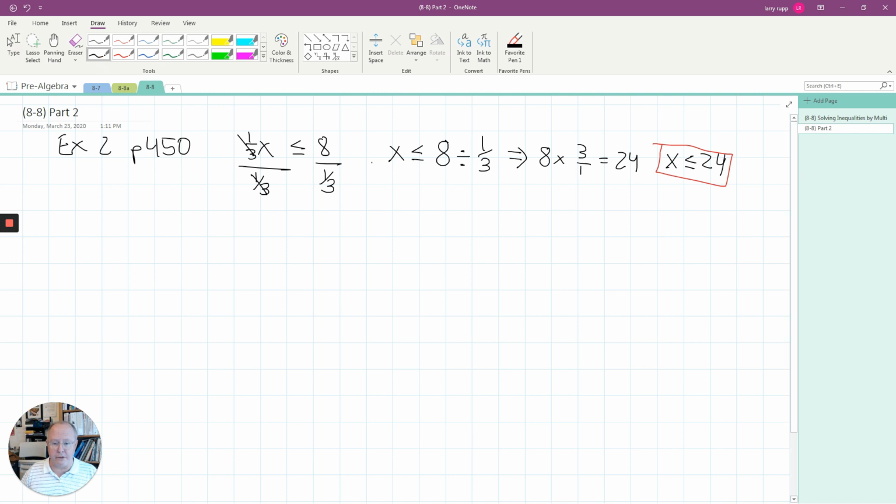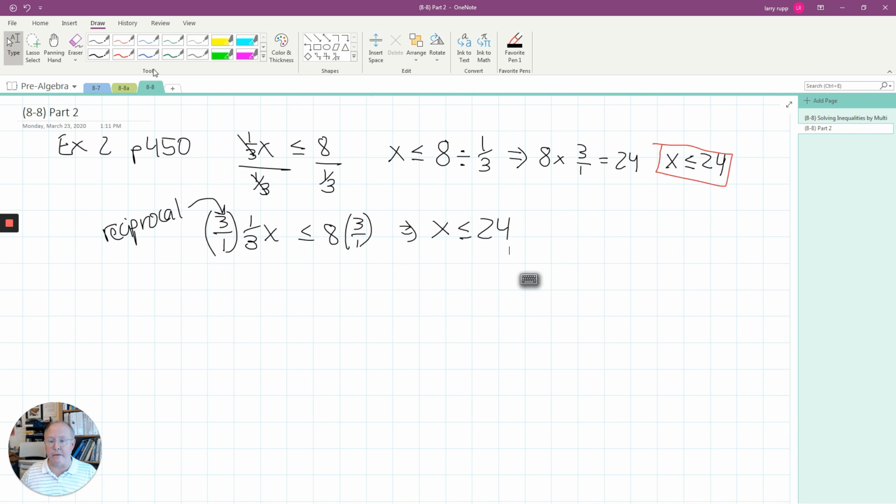Now we're going to come back here and do it a different way. If we had 1/3 x less than or equal to 8, what's another way of solving for x? We need to multiply by something. Do you remember what it's called? Yes, it's called the reciprocal. The reciprocal of 1/3 is just 3/1. We have to multiply both sides by this reciprocal. Over here, 3/1 times 1/3 leaves you with just 1, so there's just the x, less than or equal to 8 times 3, which is 24. Just like that, we arrive at the answer.